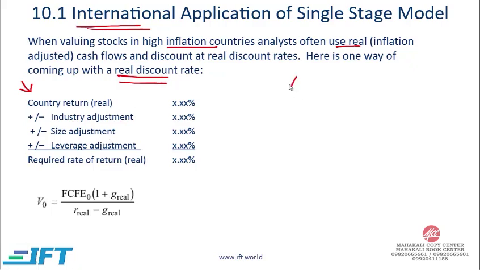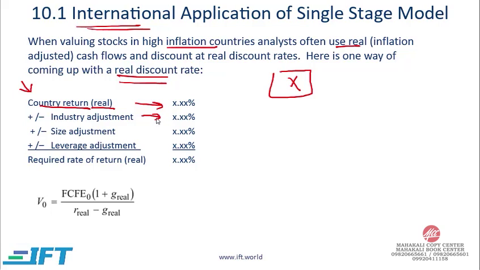So let's say you are trying to come up with the appropriate discount rate for company X, which is in an emerging market country with relatively high inflation. The first thing you do is use the real rate that is perhaps the average rate for that particular country, so the country real rate, and then you make a few adjustments. One adjustment is related to the industry, and these numbers might be plus or minus.